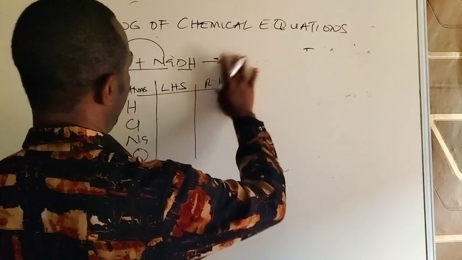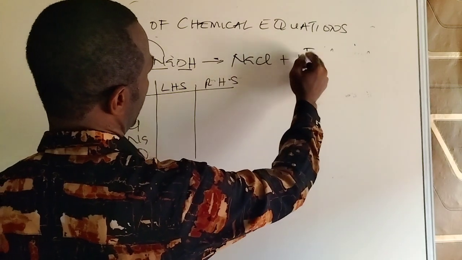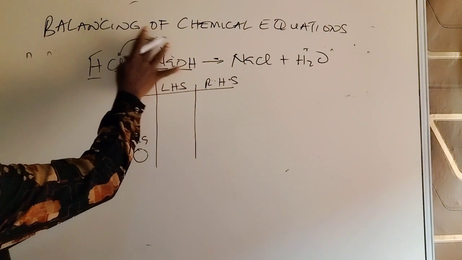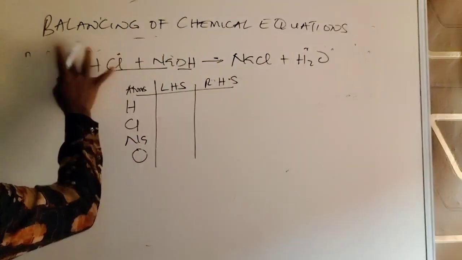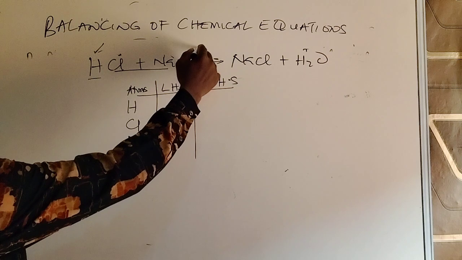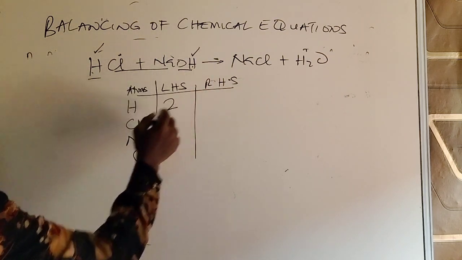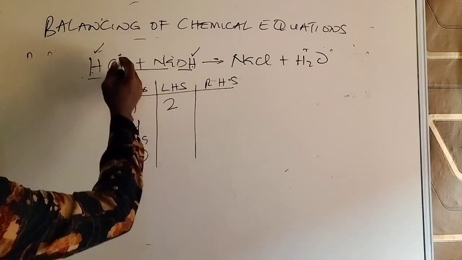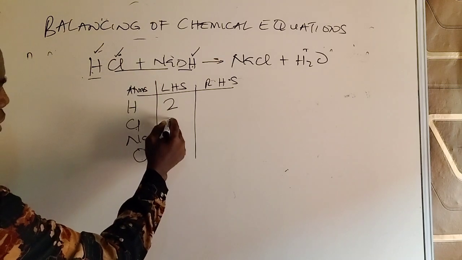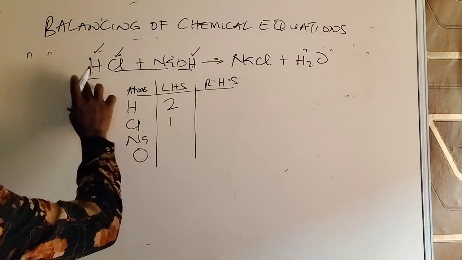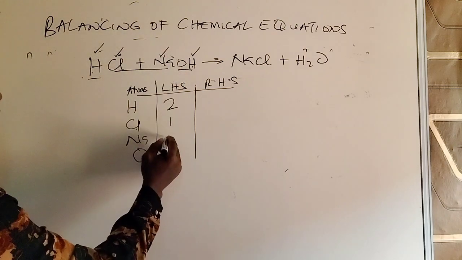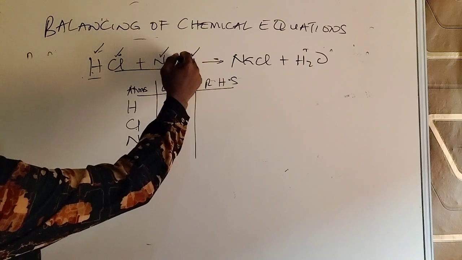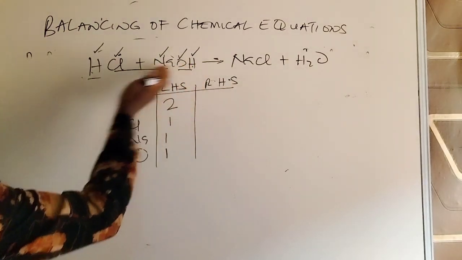So we now have the right thing, NaCl and water. So let's check whether it's balanced. We move to hydrogen, the first element here. There is one atom of hydrogen here, and one atom of hydrogen here. So 1 plus 1 gives us 2. Go to chlorine. Look at the two compounds. Chlorine only appeared here, so 1 chlorine. Go to sodium. Sodium appeared only once, so there's 1 sodium. Go to oxygen, it appeared only once, 1 oxygen. So we have accounted for everything here.